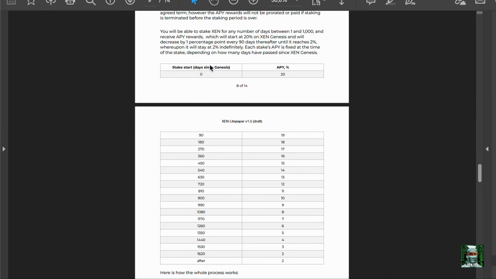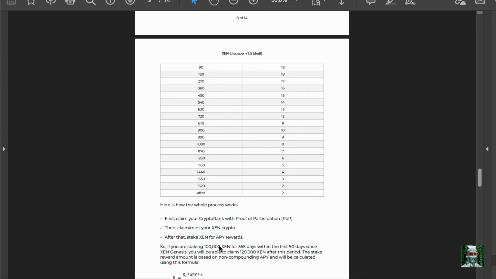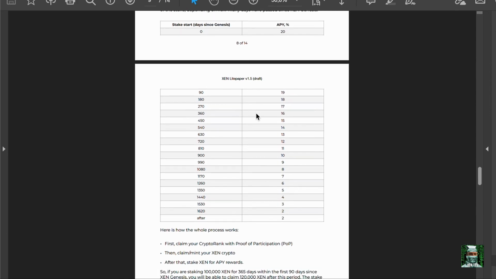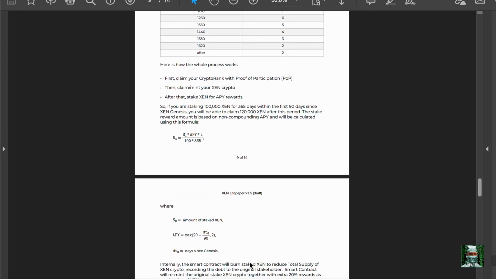So here we can see in this table that if you stake your SEM within 0 to 90 days from Genesis, you will get 20% APY. So that means, let's say, we have an example here. Let's say I stake 100,000 SEM for 365 days, within the first 90 days since Genesis. Then you'll get 120,000 SEM, right? So 100,000 plus 20% of 100,000 is 120,000 in total.